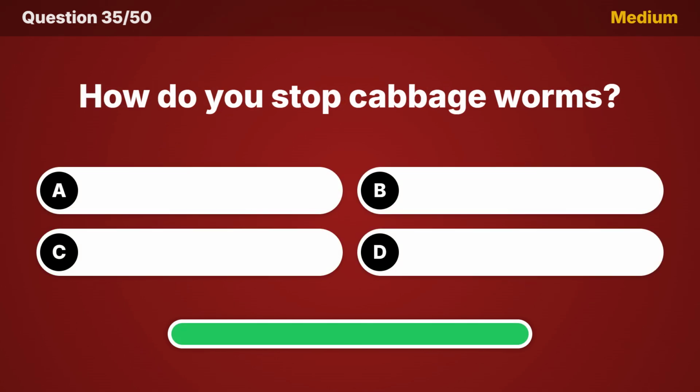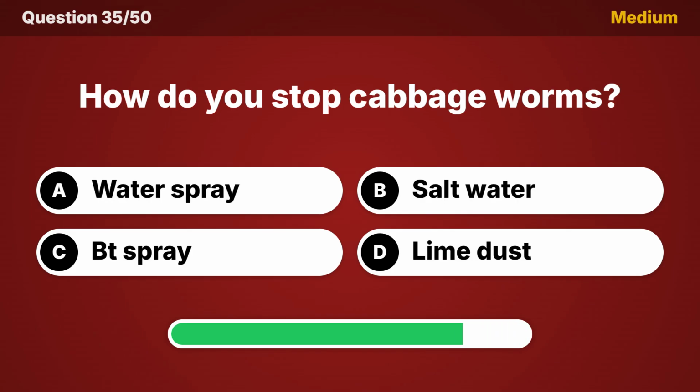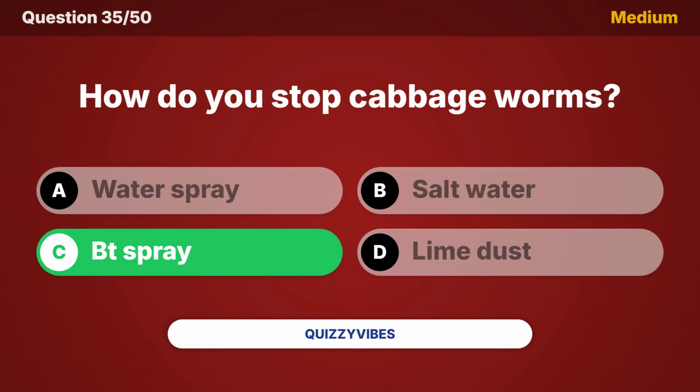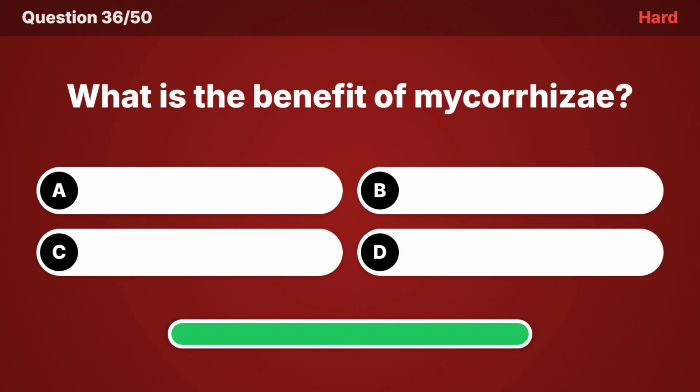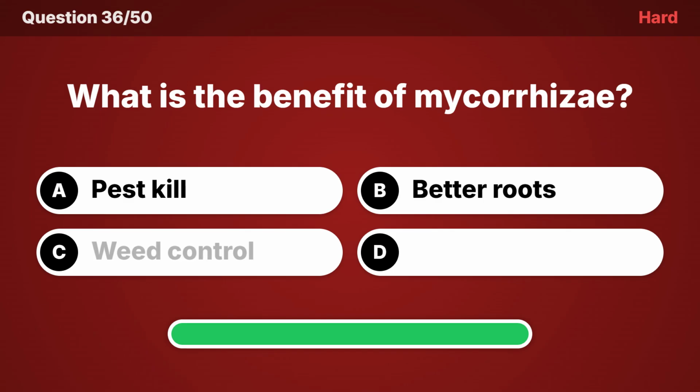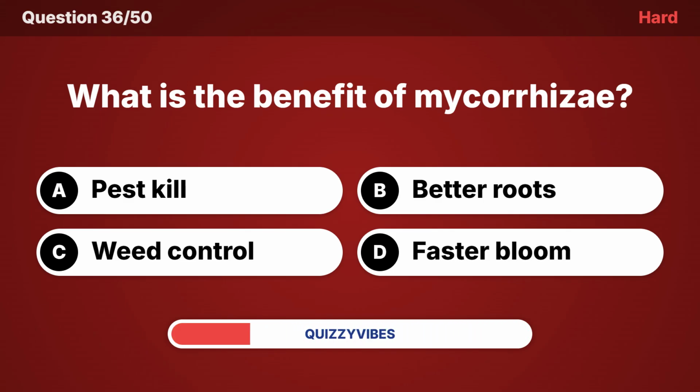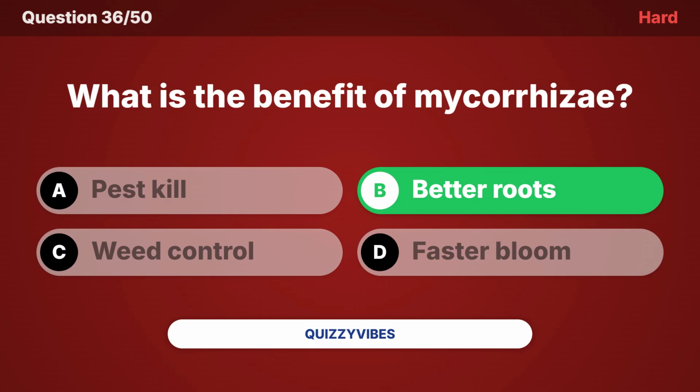How do you stop cabbage worms? The correct choice is BT spray. What is the benefit of mycorrhizae? The answer is better roots.